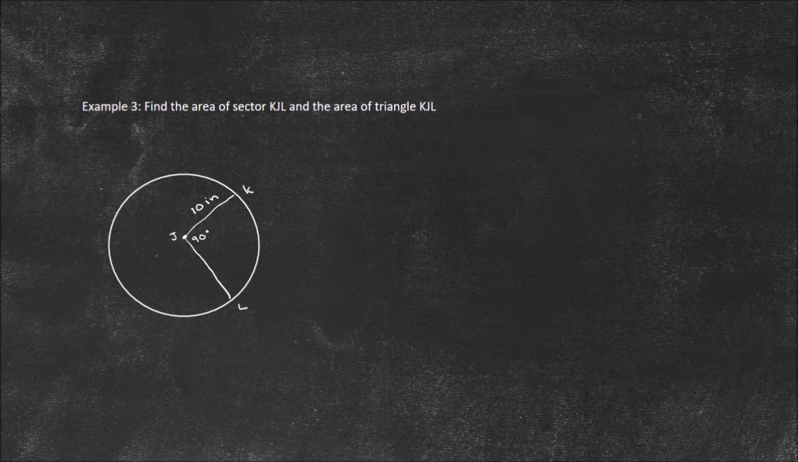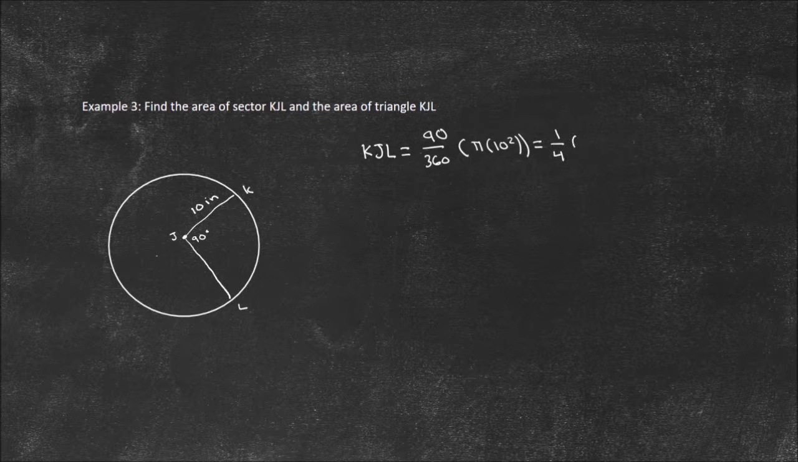So first I'm going to figure out the area of sector KJL. That's something we've been doing a lot now. We've got that formula down. It's the angle measurement divided by 360 times the area formula, which is pi times r squared, so pi times 10 squared, equals 1/4 times 100 pi. And that just simplifies to 25 pi, because that's 100 divided by 4.